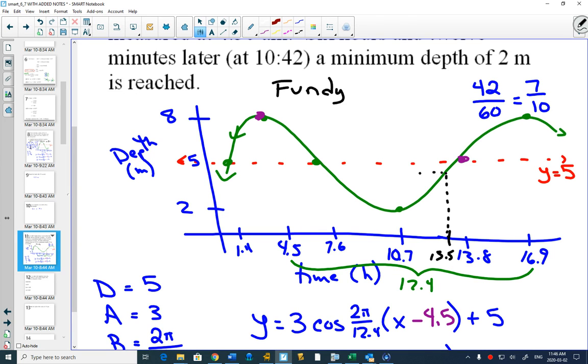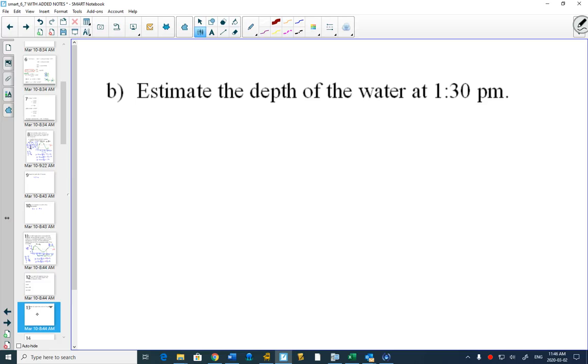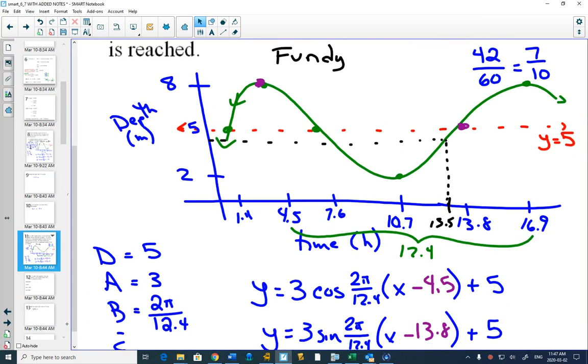So if you had to estimate that, 4.8, sure. And again, we're just estimating. If we wanted to find it exactly, you would have to plug 13.5 into your equation, either one. If you plug 13.5 into the first equation or the second equation, your answer will come out perfectly the same, because both of those equations mean the same graph.